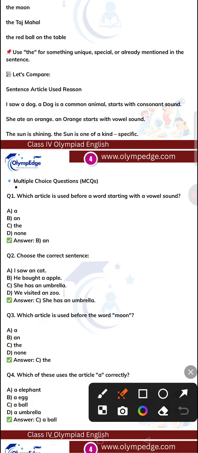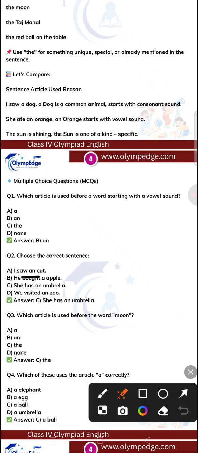Then let's move on to the multiple choice questions. Which article is used before a word starting with a vowel sound? So before a vowel sound, we use the article an, right? So the correct answer will be an. Then we have choose the correct sentence. I saw an cat. He bought a apple. She has an umbrella. We visited an zoo.